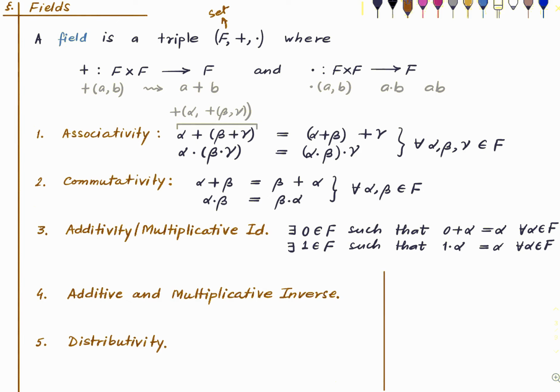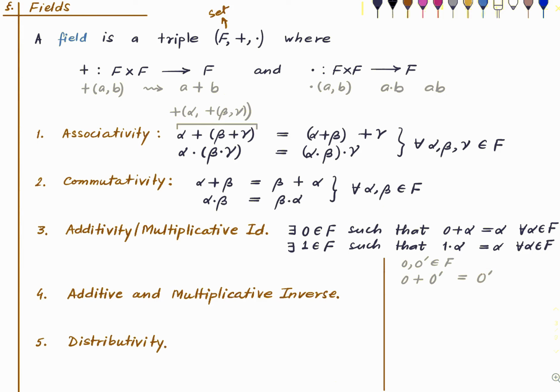So suppose there were two different additive identities, 0 and 0 prime. If 0 and 0 prime are additive identities, then what is 0 plus 0 prime? Because that is what I need. It is the same as 0 prime, because just think of 0 prime as alpha for the moment, and by the definition of additive identity, 0 plus alpha must be alpha. So 0 plus 0 prime must be 0 prime. Okay?